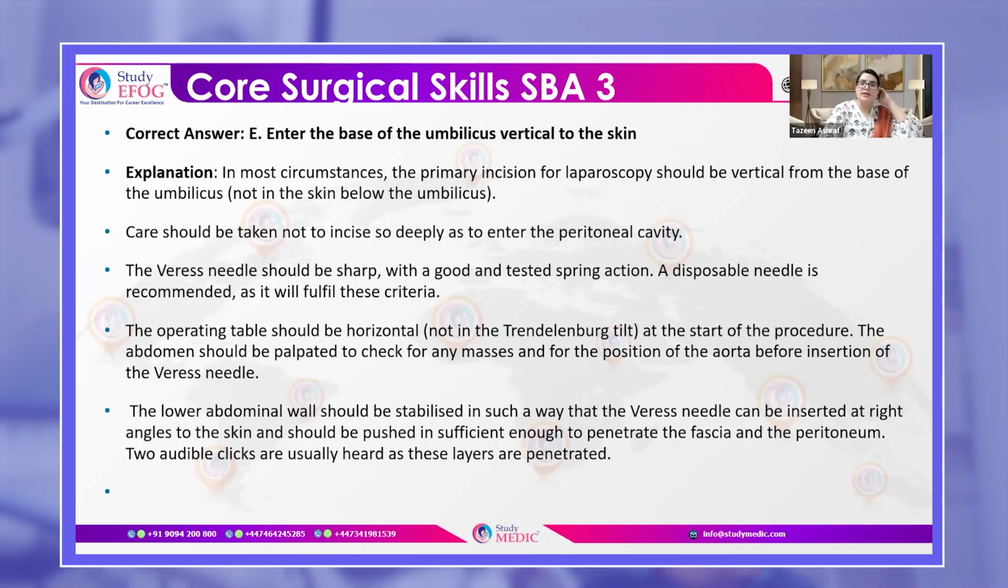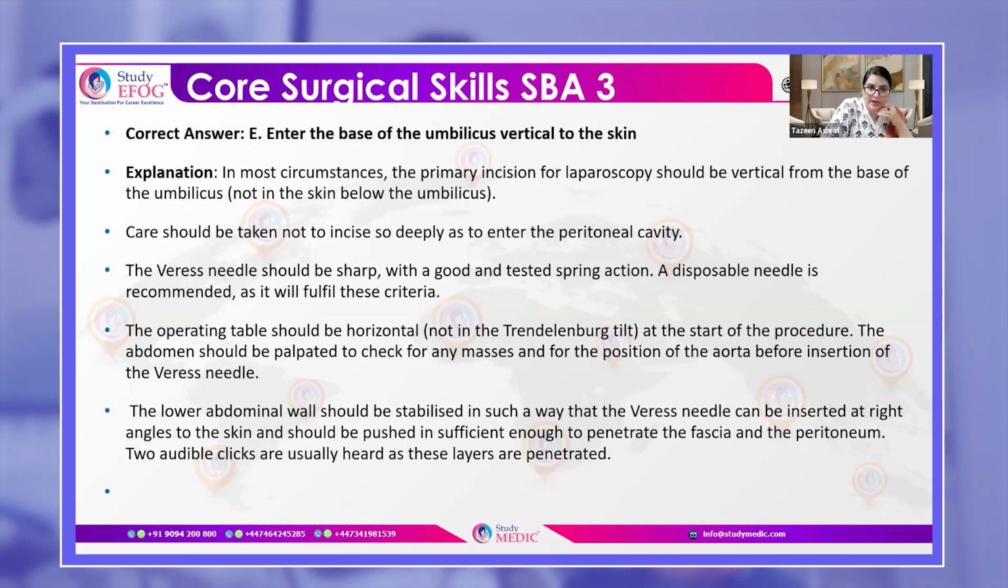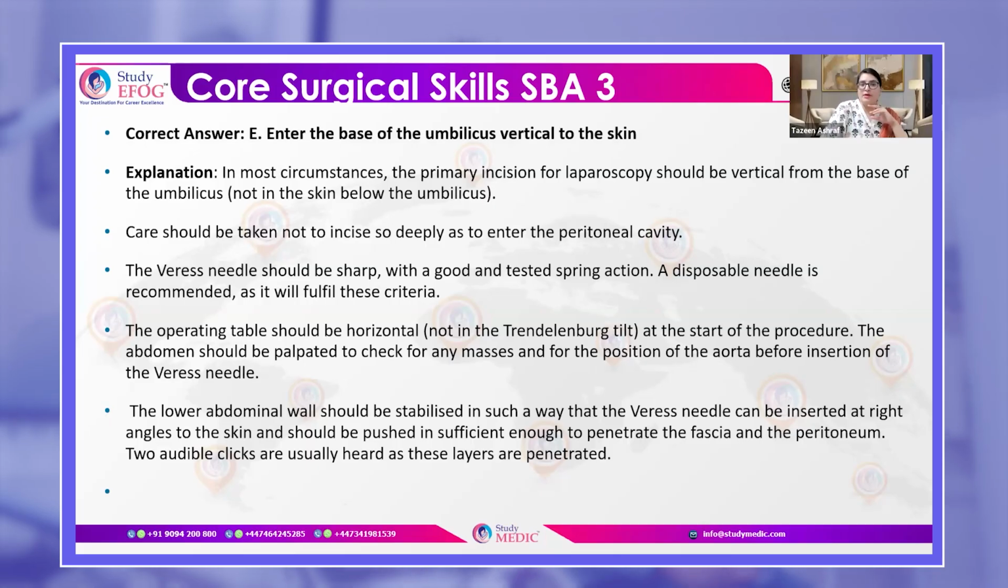Care should be taken not to incise so deeply as to enter the peritoneal cavity. The Veress needle should be sharp with a good and tested spring action. A disposable needle is recommended. The operating table should be horizontal, not in the Trendelenburg tilt, at the start of the procedure. The abdomen should be palpated to check for any masses and for the position of the aorta before insertion of the Veress needle. And the lower abdominal wall should be stabilized in such a way that the Veress needle can be inserted at right angle to the skin.